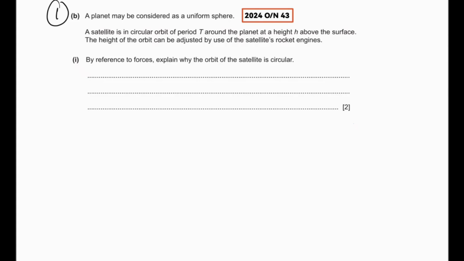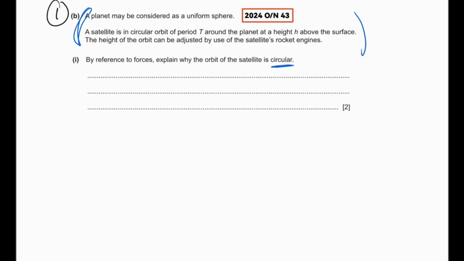Well, today we'll be looking at a very interesting question from Cambridge Physics, Paper 4, 2024 October, variant 4.3. So we'll look at question 1b, Roman 1 today. Actually, the upper part of this question is not really necessary for what we're going to answer now, so let's jump straight to Roman 1. By reference to forces, explain why the orbit of the satellite is circular.